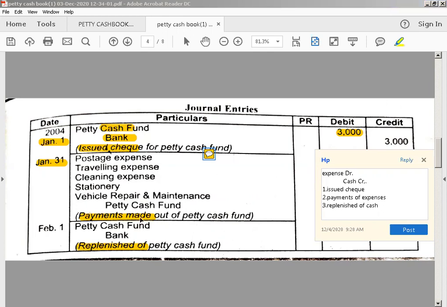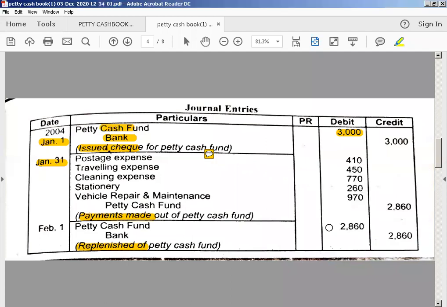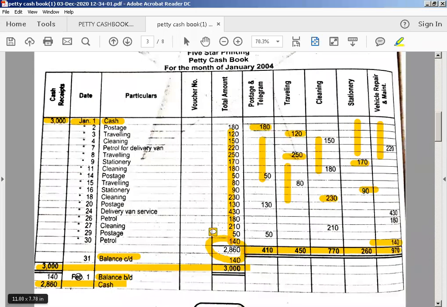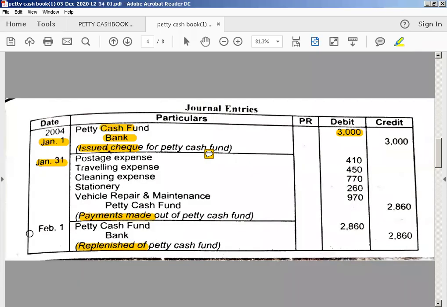Yes, the first entry and the last entry will be the same. And then the last entry will be the closing. Okay, now what you have to do, total amount of expenses which you have done this 2860 of 1st February. So here they have mentioned you the 1st February 2860, and we are recording this transaction over here on 1st February. We have petty cash fund debit and bank credit. So we have this transaction and this transaction, these two transactions will be your same.